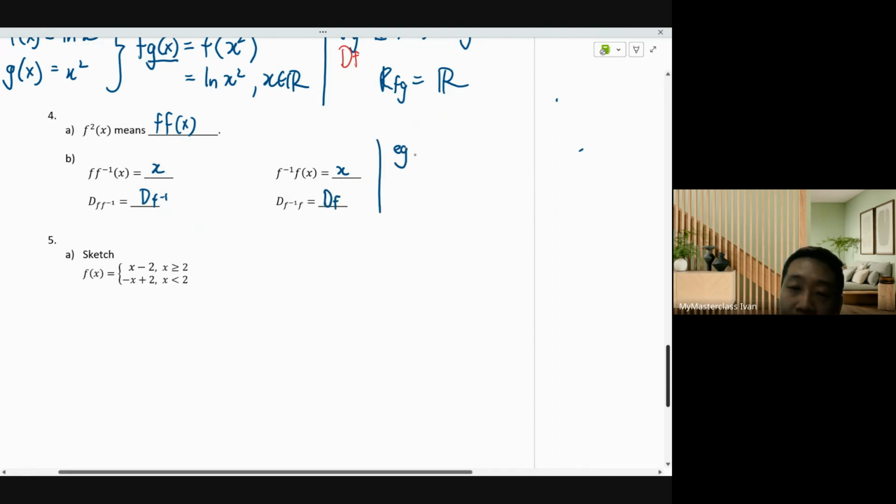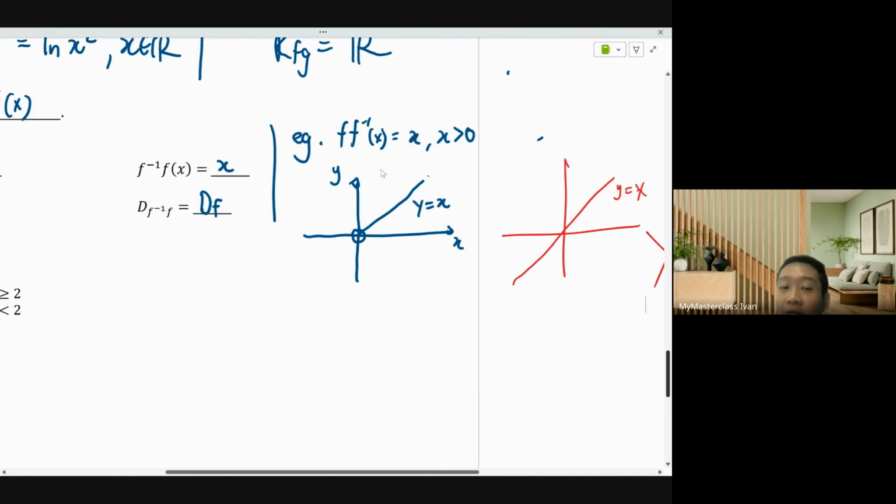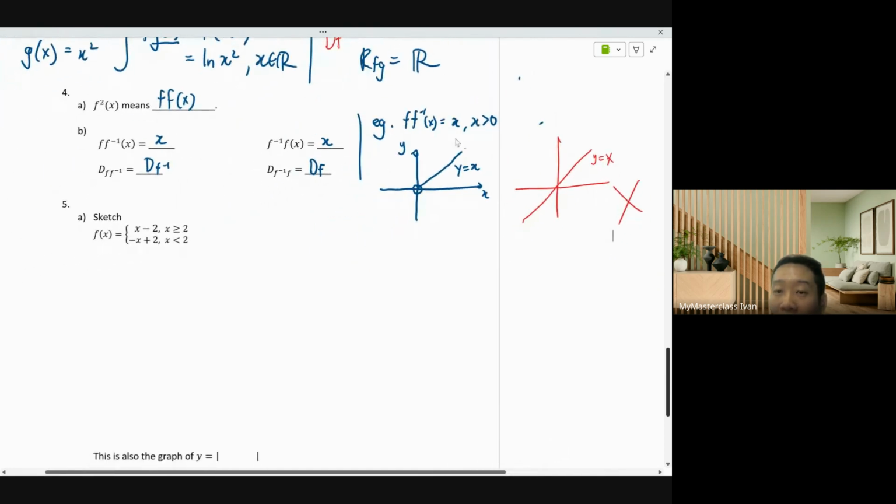So for example, f inverse f x equals to x, where x greater than 0, right? When you draw the graph, you must exclude 0. So this is the line y equals to x. You cannot draw a whole line. Some students, they say f inverse f is equal to x, means I draw the whole line, y equals to x. No, this is wrong. So f inverse f must always look at the domain, then we draw.